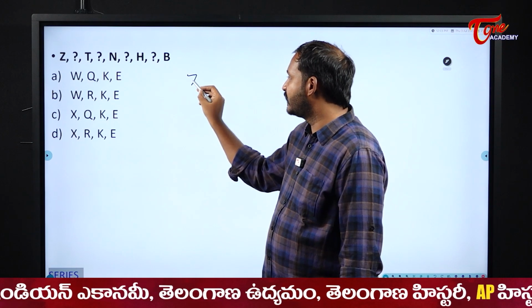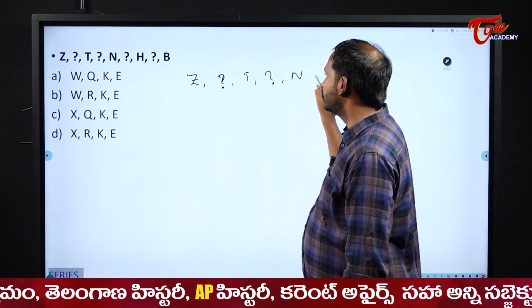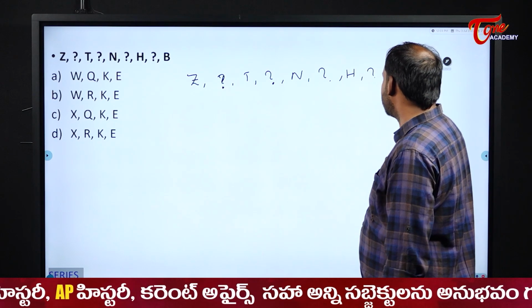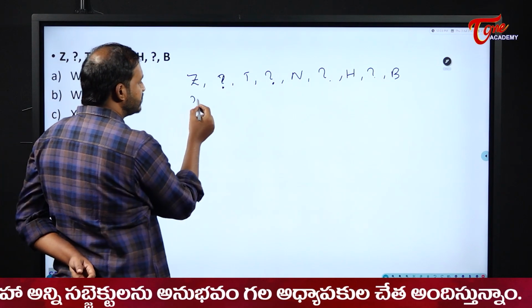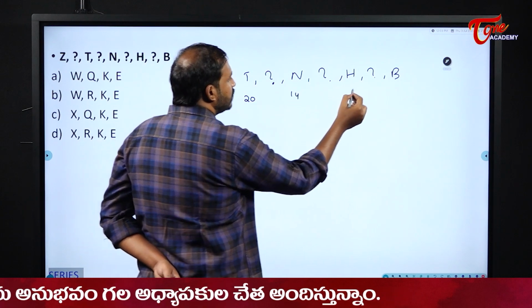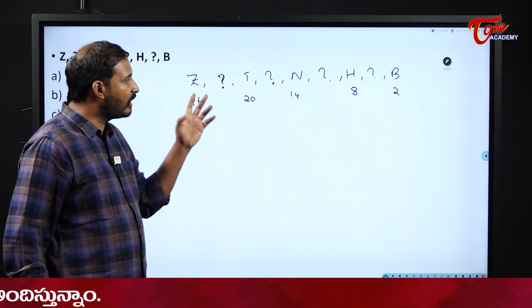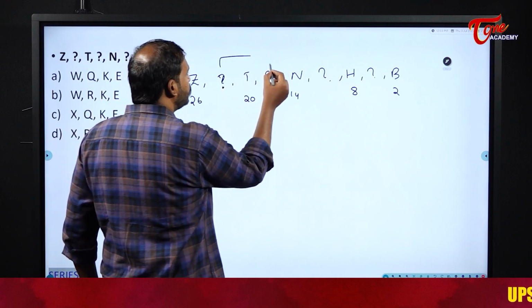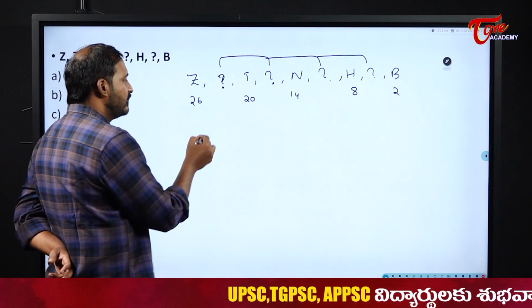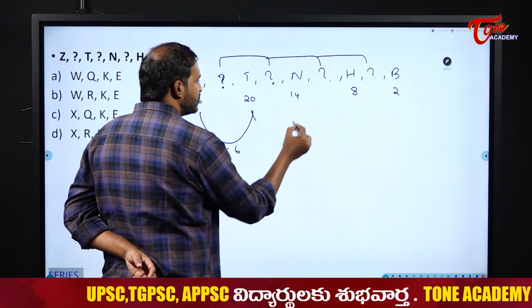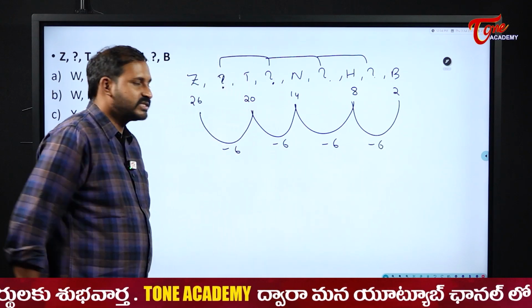Next one. Now please see here, this is a different type of question. A question mark, T, a question mark, N, a question mark, H, a question mark and B. Now please observe here, students, just write the place values: 26, 20, 14, 8 and 2. What is happening here? Minus 6, minus 6, minus 6, minus 6, but all are alternate ones. We don't know what we need to put here. It can be of any logic, or anything related between them. See what is happening from here to here: minus 6. From here to here: minus 6, and from here to here also minus 6. All the differences are constant, right?